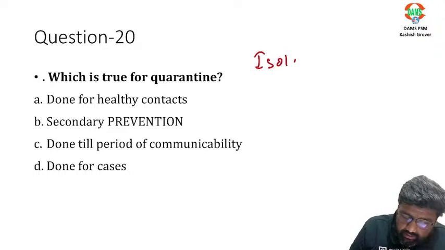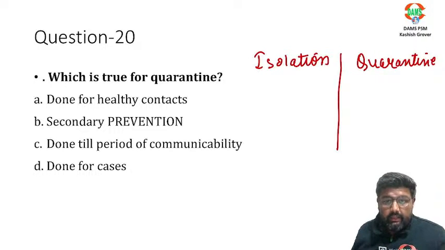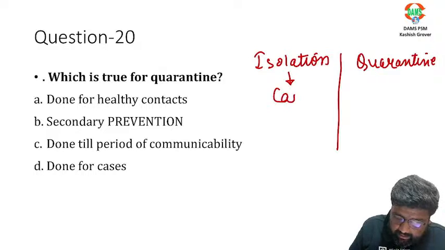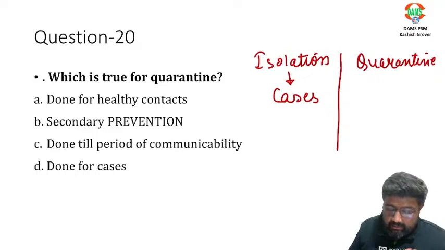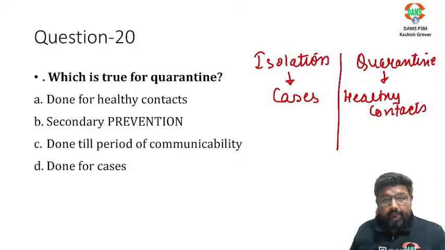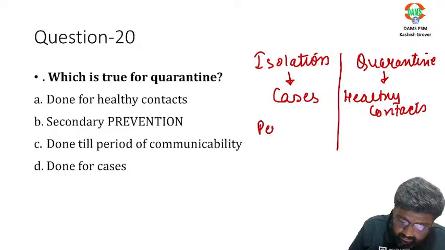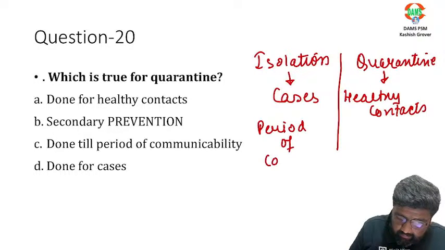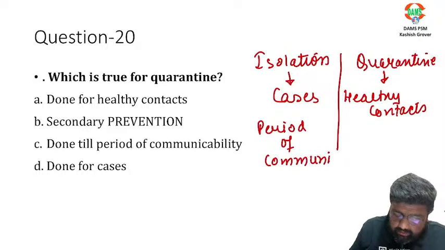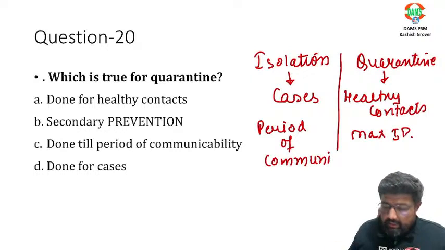Guys, these two terms are important. Isolation, quarantine. Isolation is done for cases. Quarantine is done for healthy contacts. Isolation is done till period of communicability, till the time the person can transfer the disease. Quarantine is done till maximum incubation period.